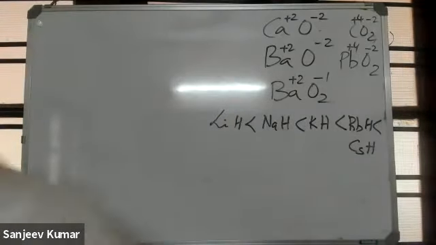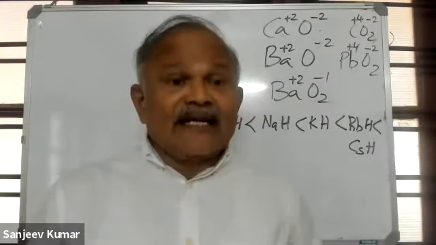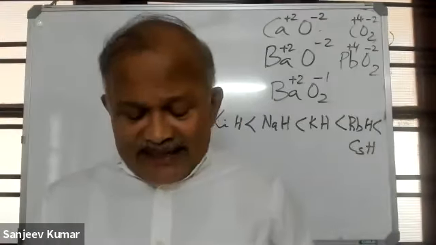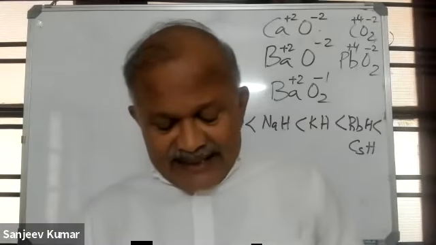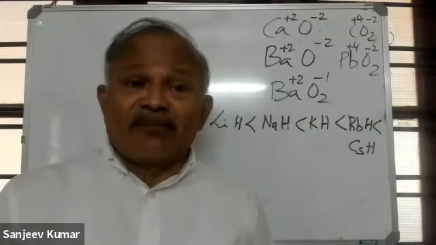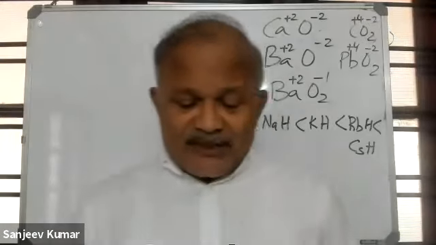And therefore, here the answer is B. Lithium hydride less than sodium hydride less than potassium hydride less than rubidium hydride less than cesium hydride. And that is about the ionic nature.